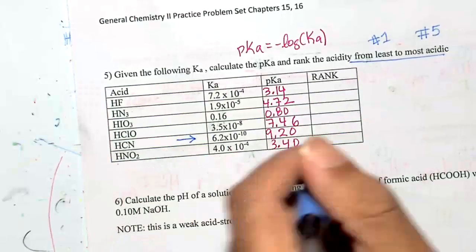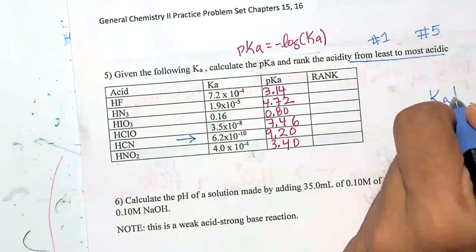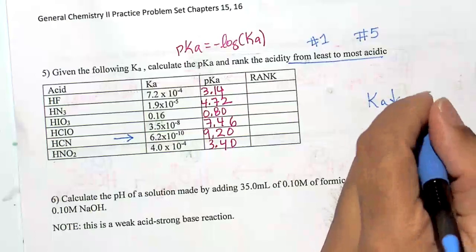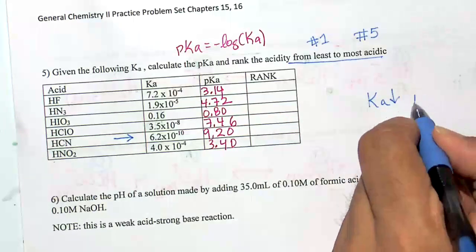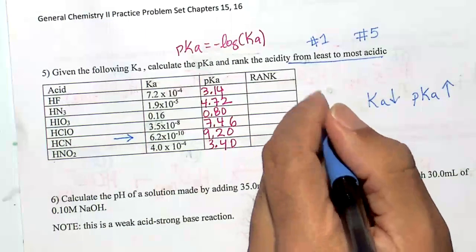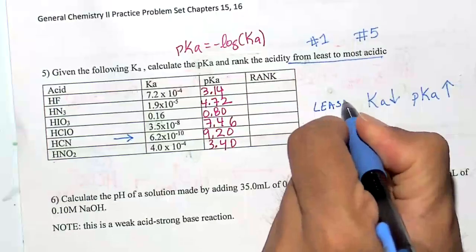The way this works is the least acidic has a Ka that is really low. But when you do minus the log of that, the pKa comes out really high. This is something that's not very acidic, least acidic.